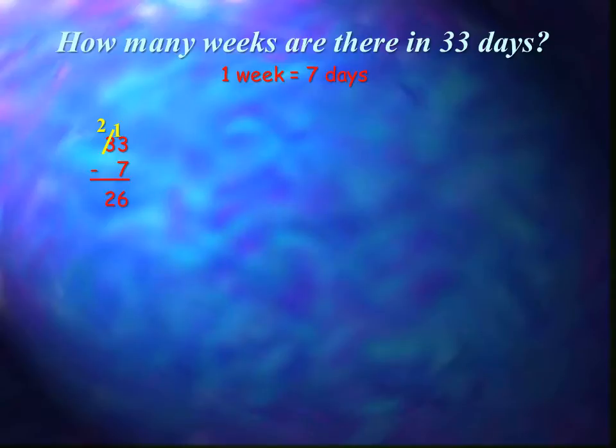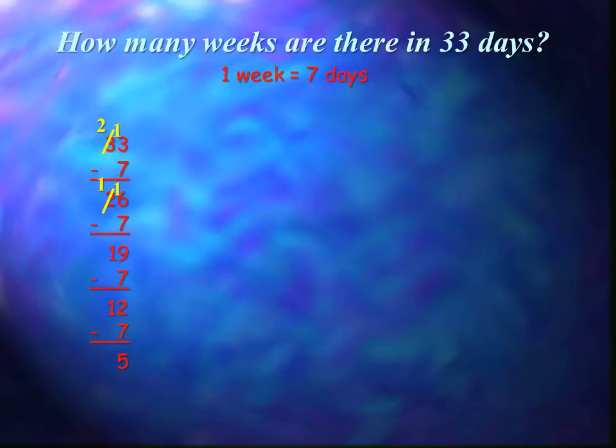Regrouping is very important to keep in mind when you are doing any sort of subtraction or addition. 26 subtract 7, I need to regroup again, so I'm left with 16 minus 7 and 1 minus 0, which leaves me with 19. 19 subtract 7, I do not need to regroup again, and I'm left with 12. 12 minus 7, we don't need to regroup that one because 12 minus 7 is 5.